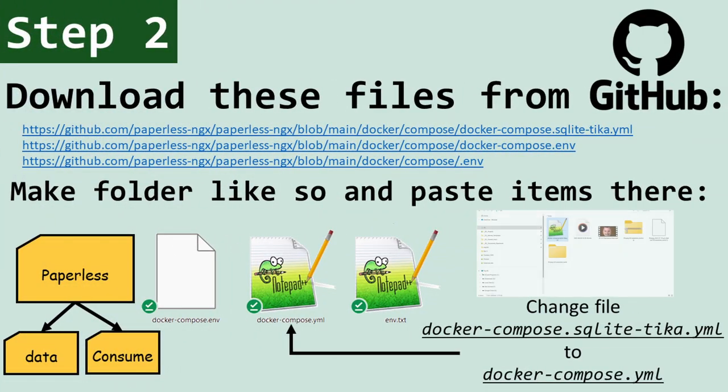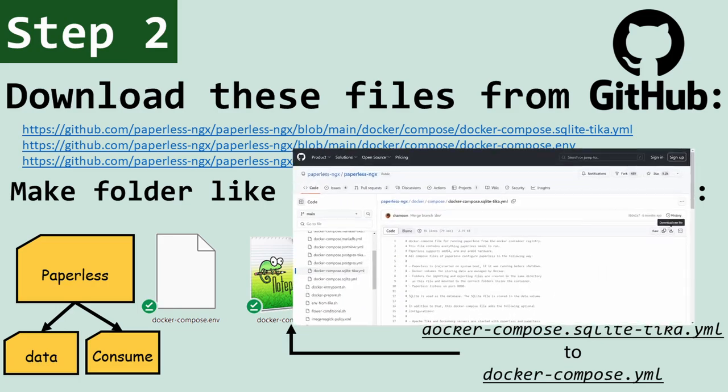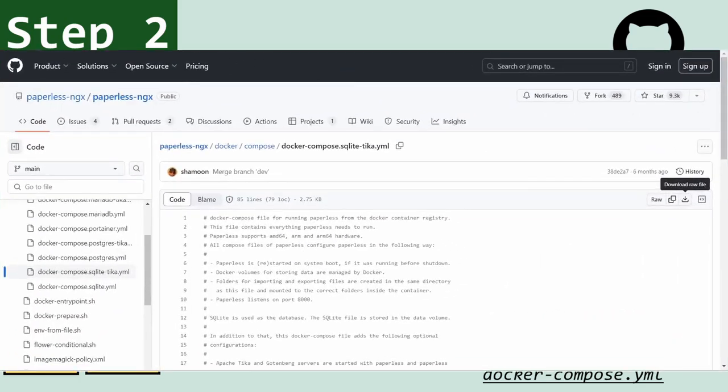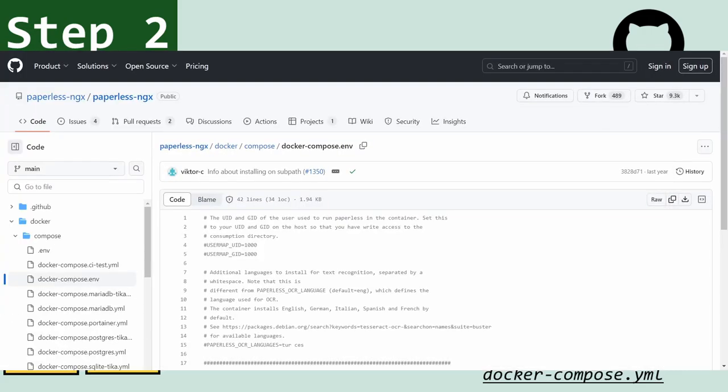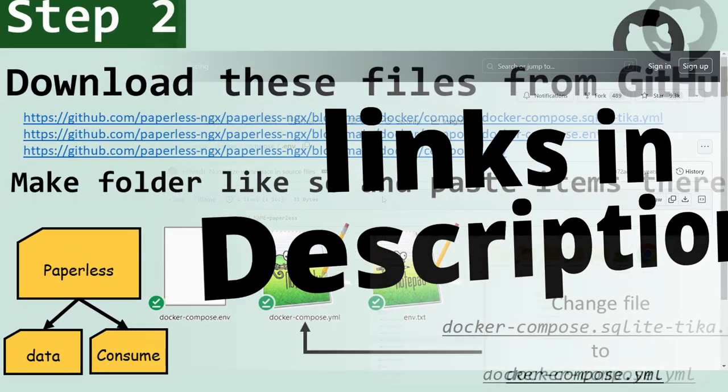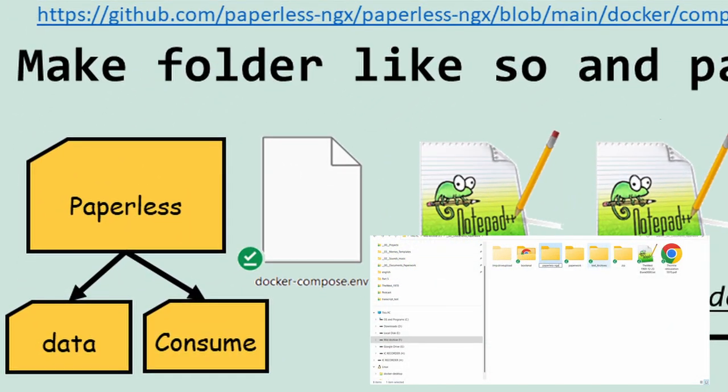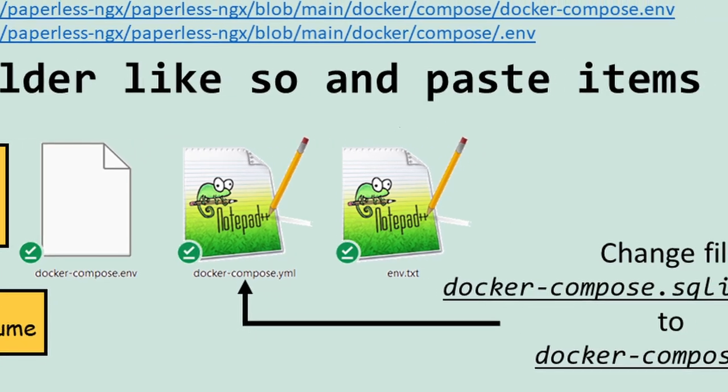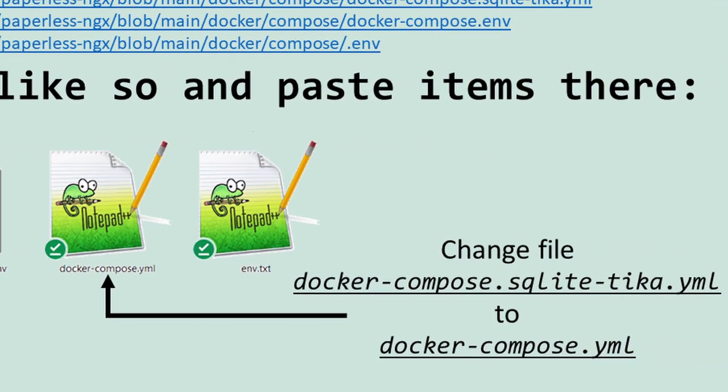Step 2. Download the following files from Paperless-ngx's GitHub: docker-compose.sqlite-ticker.yml, docker-compose.env, and .env. Links to those will be in the description. Set up your folder like so and paste the items there. Change the file docker-compose.sqlite-ticker.yml to docker-compose.yml.